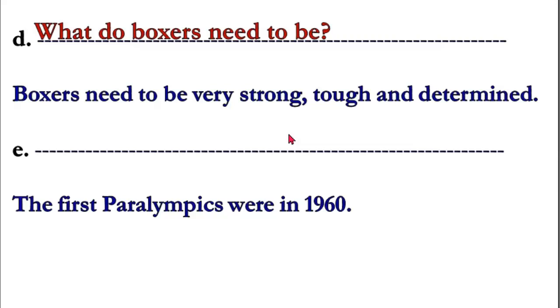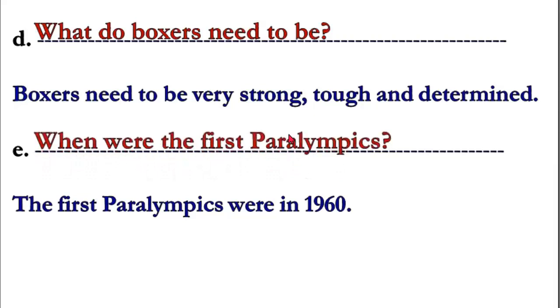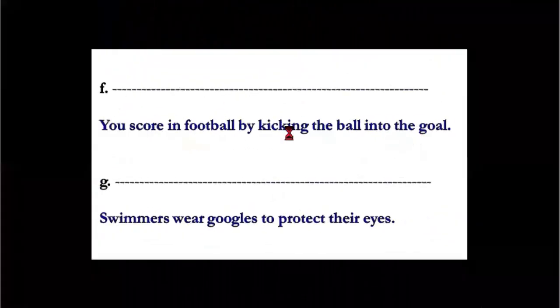Next, the first Paralympics were in 1960. I'm giving you a date, something about time. So the question must start with when. Yes, exactly. We use when to ask about time. When were the first Paralympics? So this is question E.